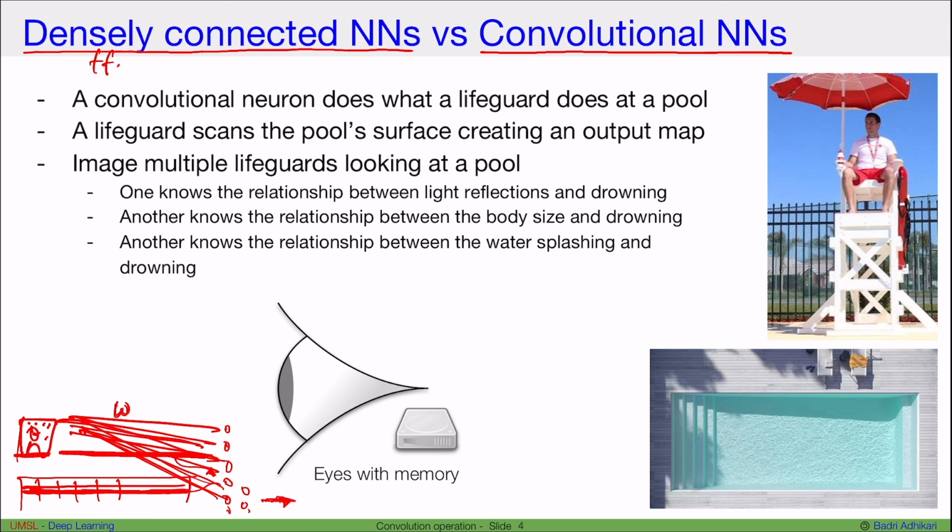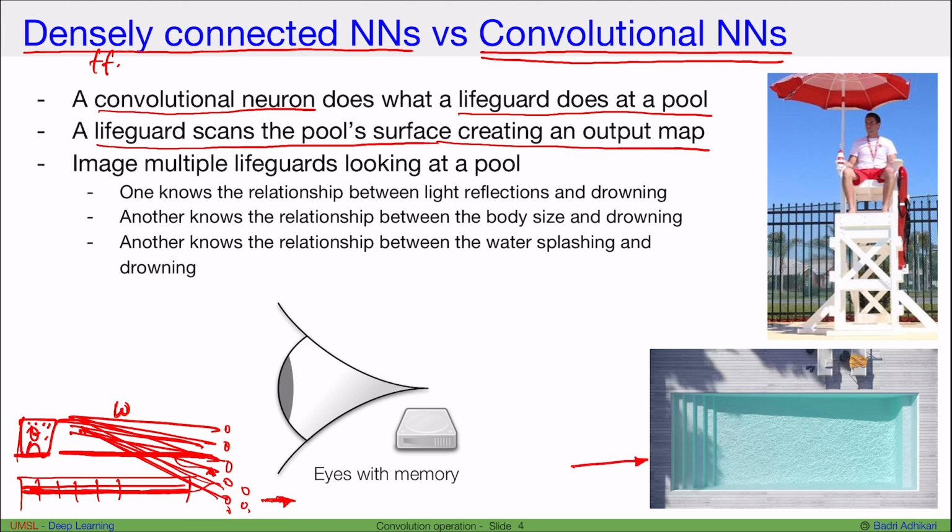Now, convolutional neural networks operate in a very different way. In a way, what a convolutional neuron does is what a lifeguard does at a pool. Maybe some of you have already served as a lifeguard and you know exactly what a lifeguard does. A lifeguard scans the pool surface, creating an output map. So, for example, you have a pool like this, and here's the lifeguard looking at the pool, watching the pool.